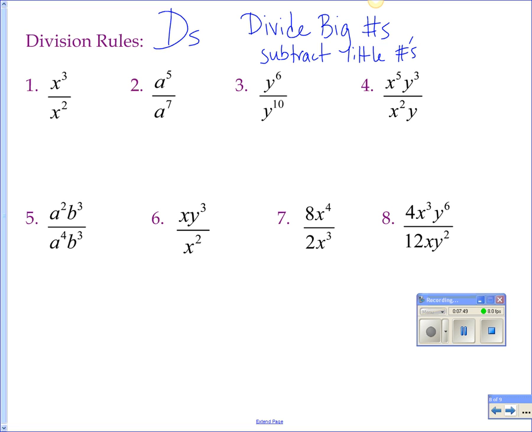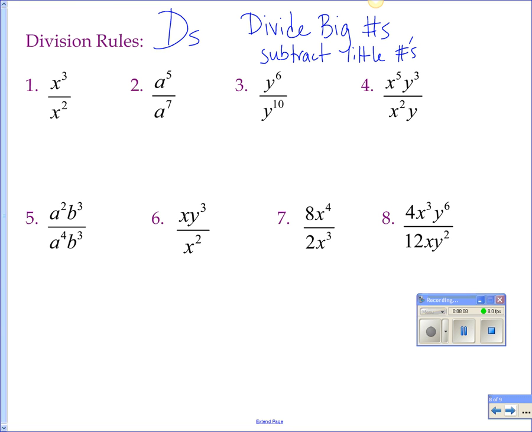Okay, so when do you use the DS rule? You use it when you see this bar. And I need to fix my smartboard. What does this bar mean in math? Division. Okay, so that's when you do the DS rule, when you see the divide bar.